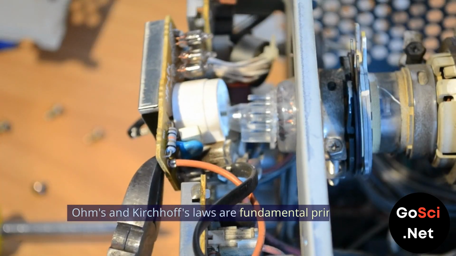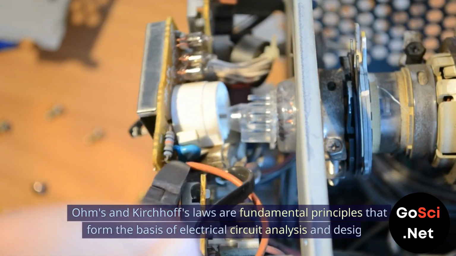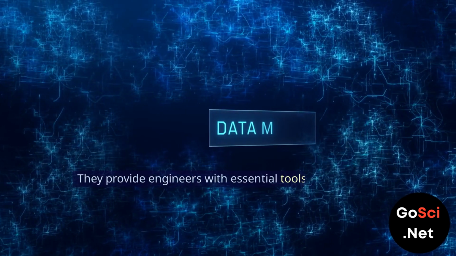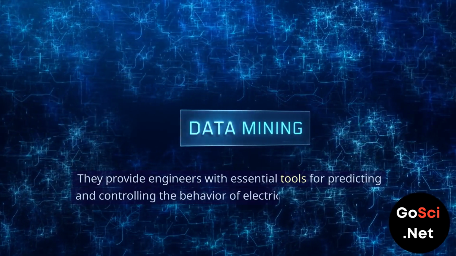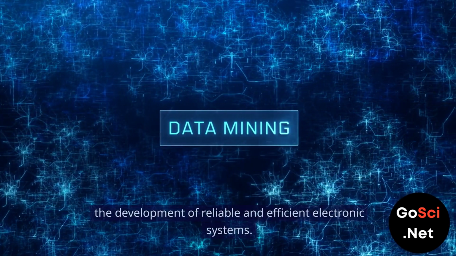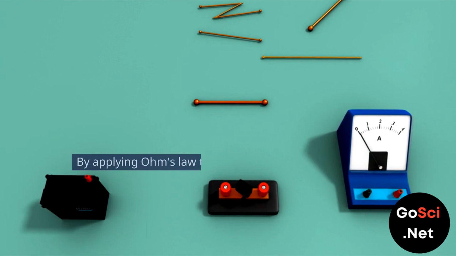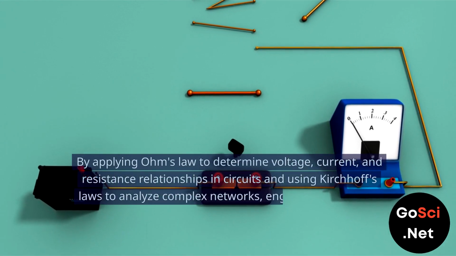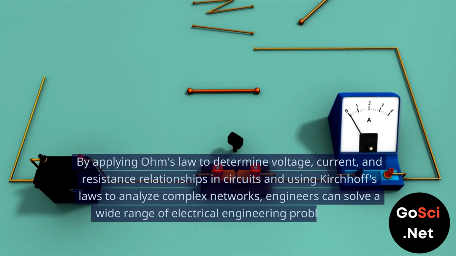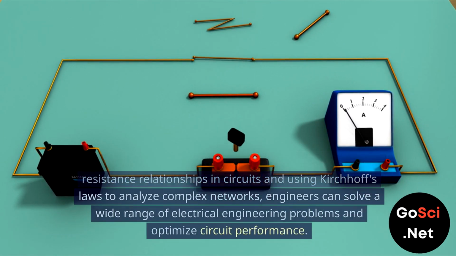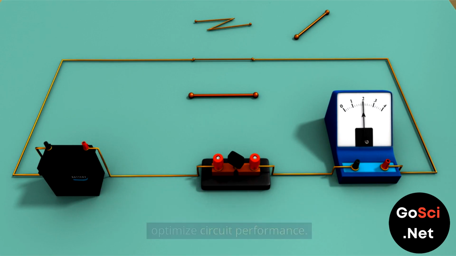Ohm's and Kirchhoff's laws are fundamental principles that form the basis of electrical circuit analysis and design. They provide engineers with essential tools for predicting and controlling the behavior of electrical circuits, enabling the development of reliable and efficient electronic systems. By applying Ohm's law to determine voltage, current, and resistance relationships in circuits and using Kirchhoff's laws to analyze complex networks, engineers can solve a wide range of electrical engineering problems and optimize circuit performance.